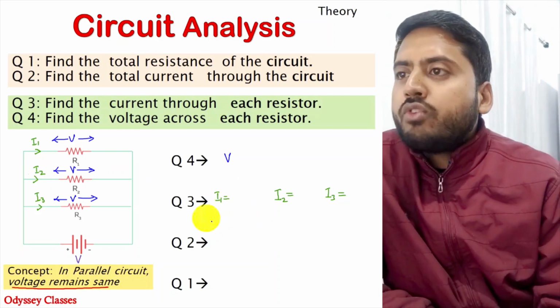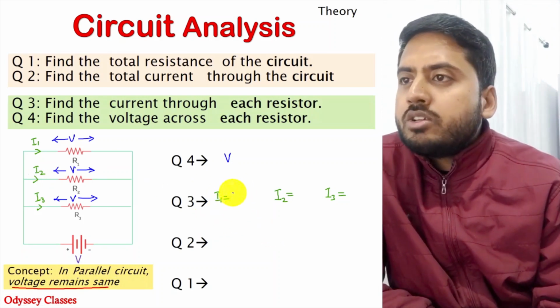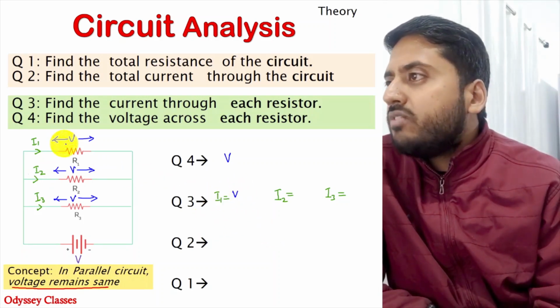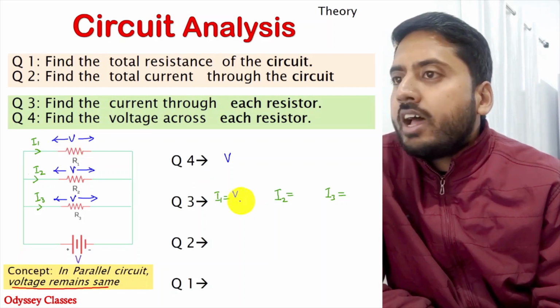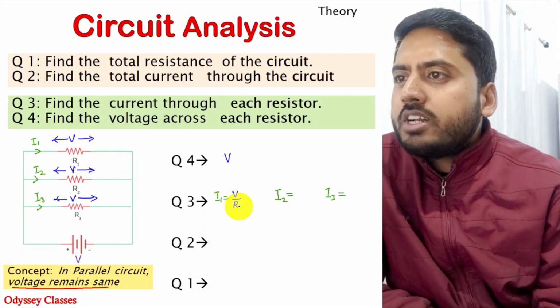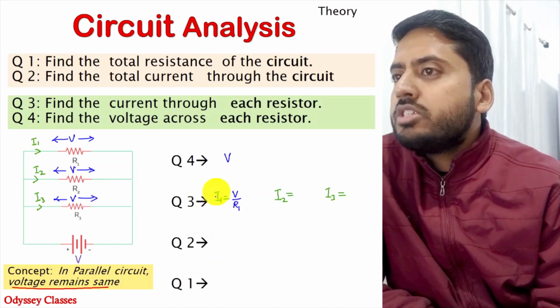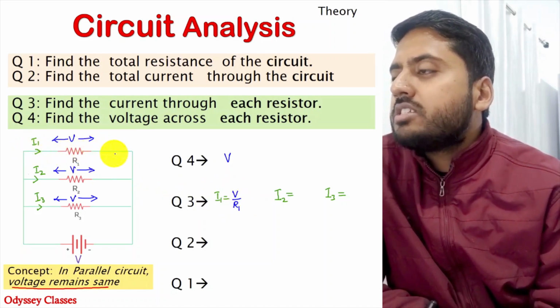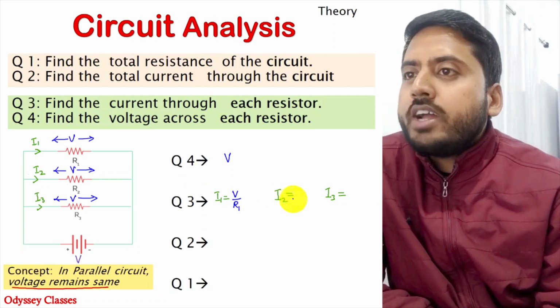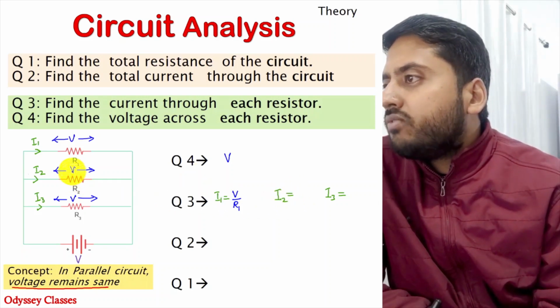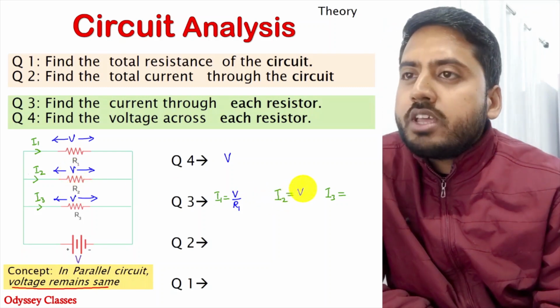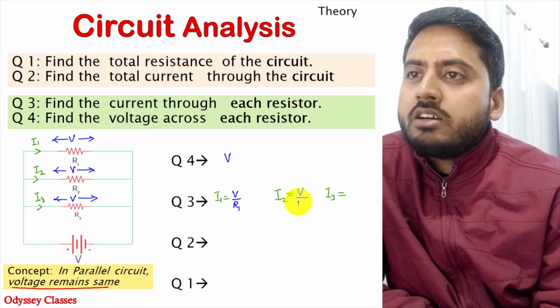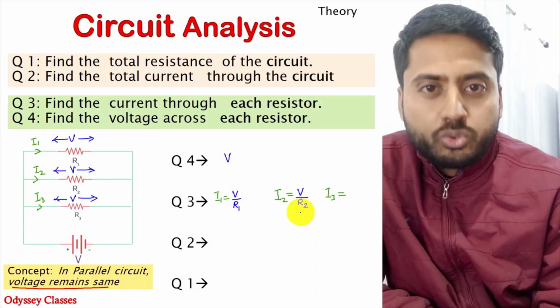So the value for current I1 will be V, that is the supplied voltage across R1, divided by the value of R1 itself. This is going to give you the current that is passing through the resistance R1. In order to find I2, we can see the voltage across R2 is V and its value is R2. So we can simply use the same voltage V and the resistance value R2.